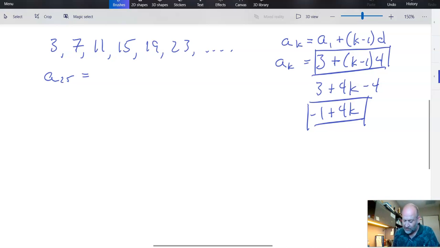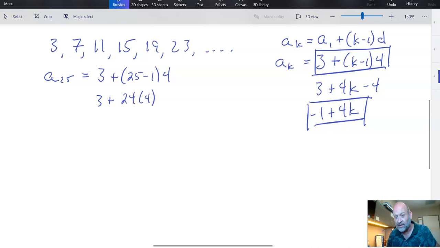Right? But now that we have a formula, if I want A25, then it's going to be 3 plus 25 minus 1 times 4. So it's 3 plus 24 times 4. And 24 times 4 is what, 96? Because 25 times 4 is 100, so that should be 4 less. So it's 3 plus 96, which makes it 99. Right? So the 25th term of that is 99.